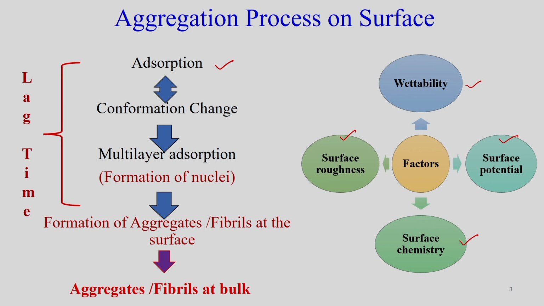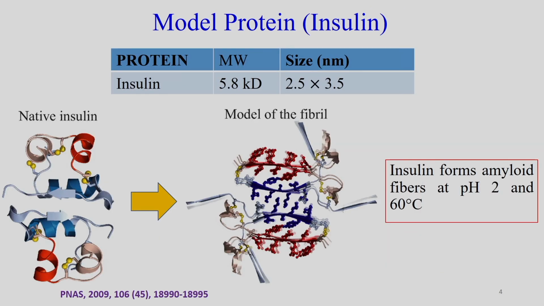Ultimately, after the adsorption there will be some conformational changes, and if those conformational changes promote or support multilayer adsorption, which we call the formation of nuclei, then once nuclei are formed there will be the formation of aggregates or fibrils at the surface. After a particular critical length of fibrils, these fibrils are detached into the bulk. In that way the aggregation proceeds, particularly in the presence of a surface, and the time required from the adsorption to the formation of nuclei we refer to as the lag time. Today we will particularly discuss the aggregation of a model protein, insulin.